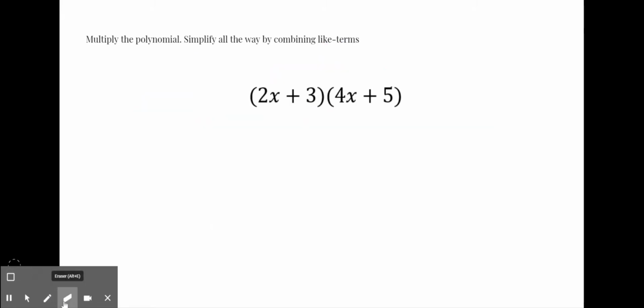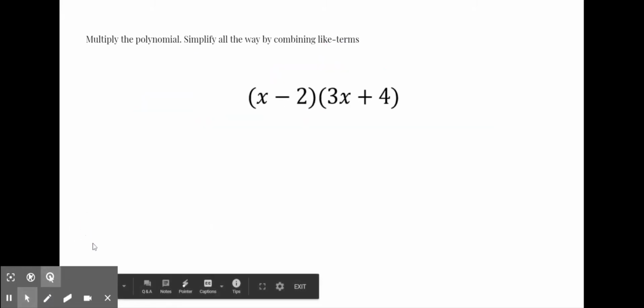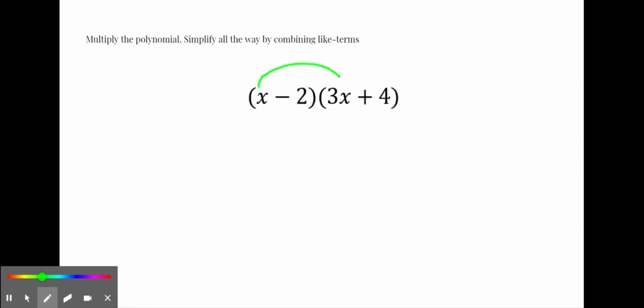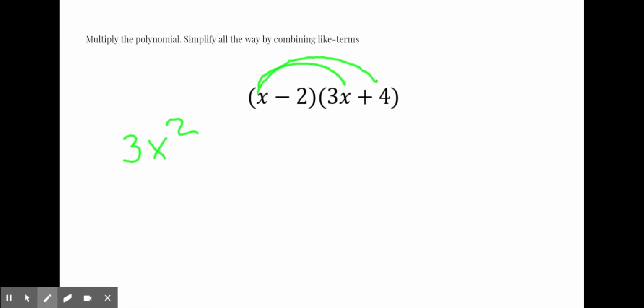All right, let's take a look at another example here. For the second one, we're going to do the same procedure again. We're going to start with the very first number. x needs to shoot the 3x to get 3x squared. x needs to shoot the 4 to get plus 4x. Negative 2 now needs to shoot the 3x to get negative 6x. And now negative 2 needs to shoot the 4 to get minus 8.